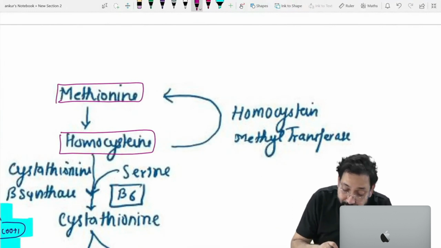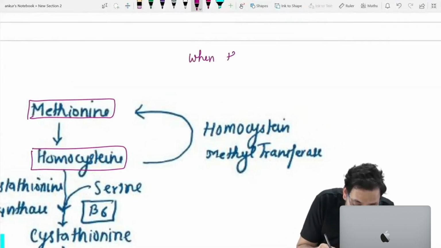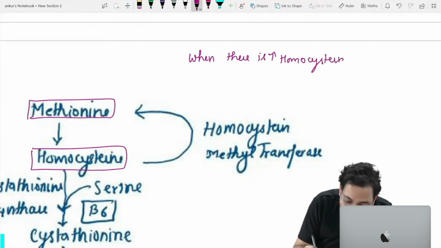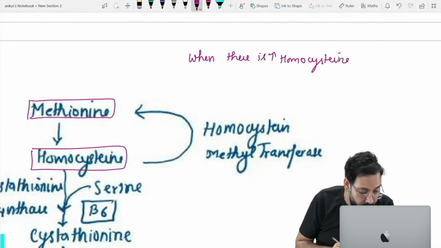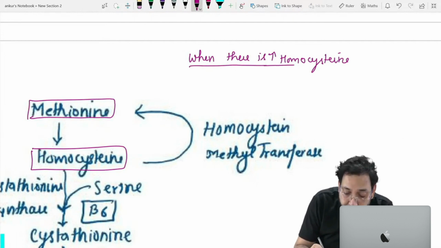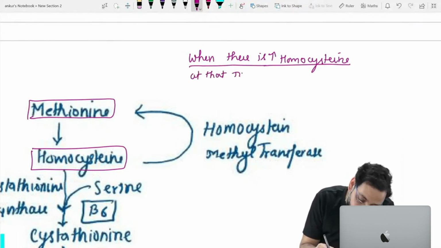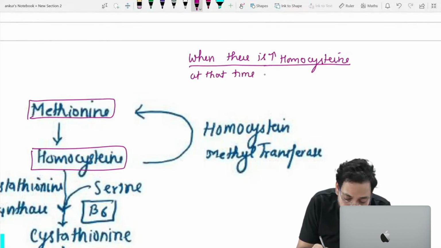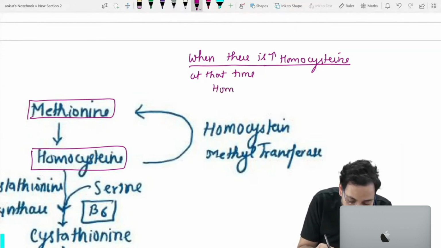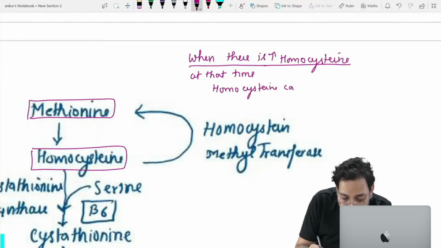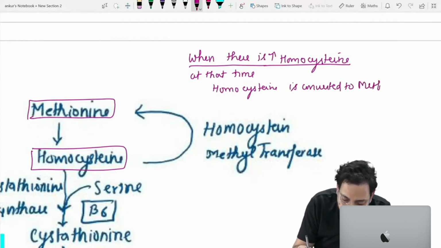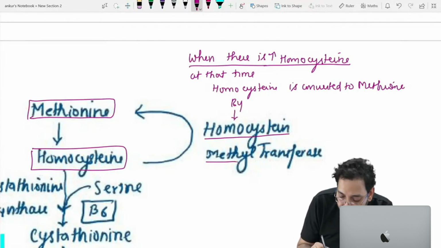But we found, when there is increased homocysteine, very good Amal, when there is increased homocysteine, at that time this homocysteine is converted to methionine by the enzyme homocysteine methyl transferase.